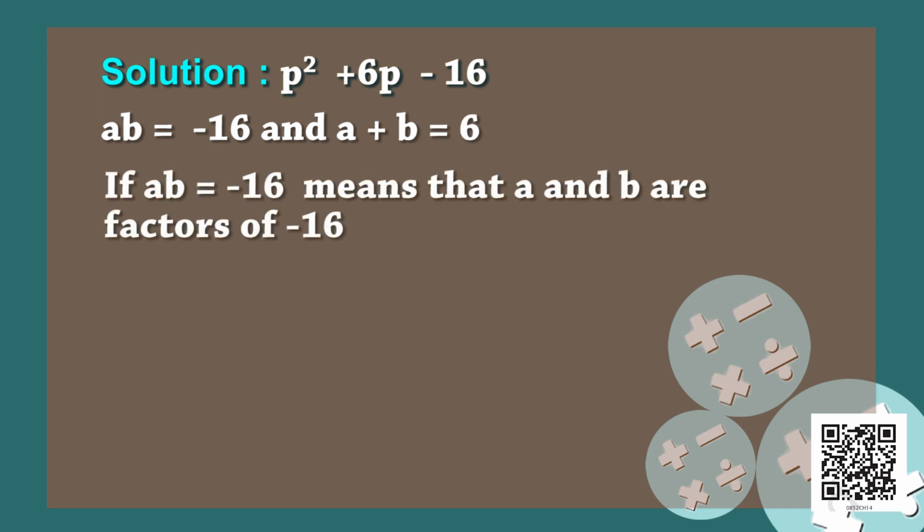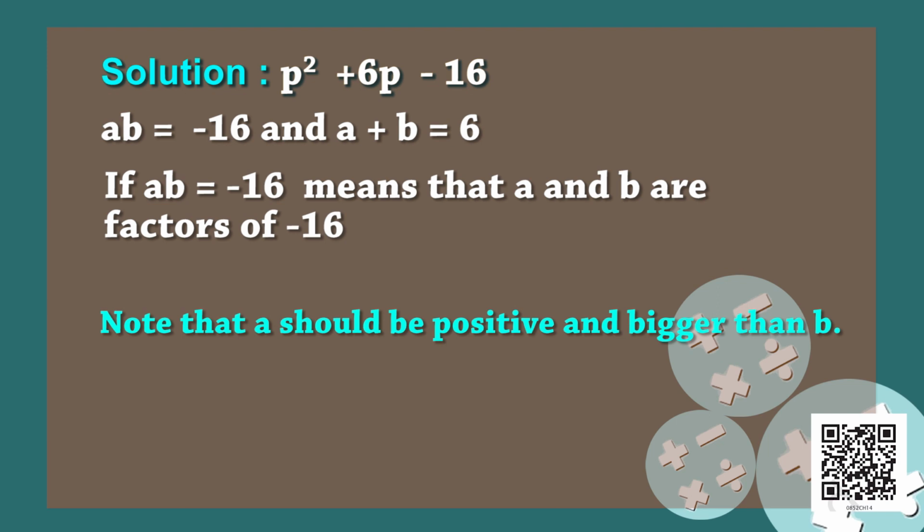Look, a b is equal to minus 16 means a and b are factors of minus 16. Note that a should be positive and bigger than b, then only a plus b can be a positive number. So, let us try a is equal to 16 and b is equal to minus 1. Then a into b is equal to 16 into minus 1, that is minus 16, okay, but a plus b, that is 16 plus minus 1, is equal to 15, which is not right.